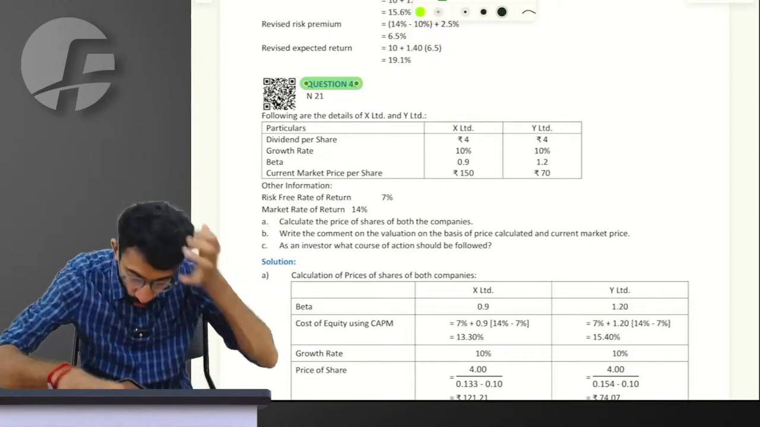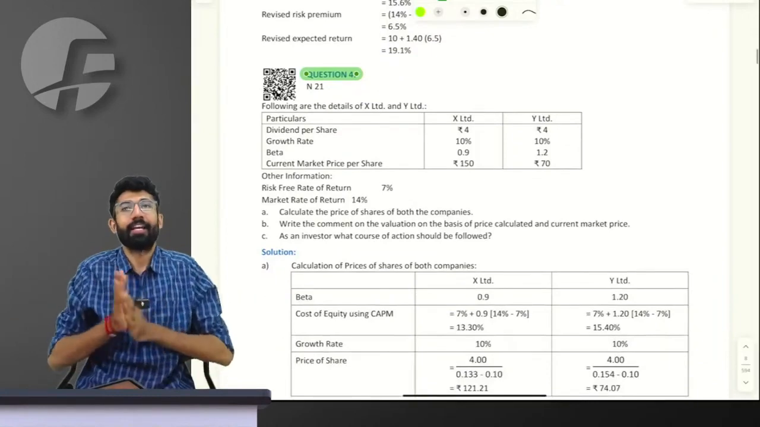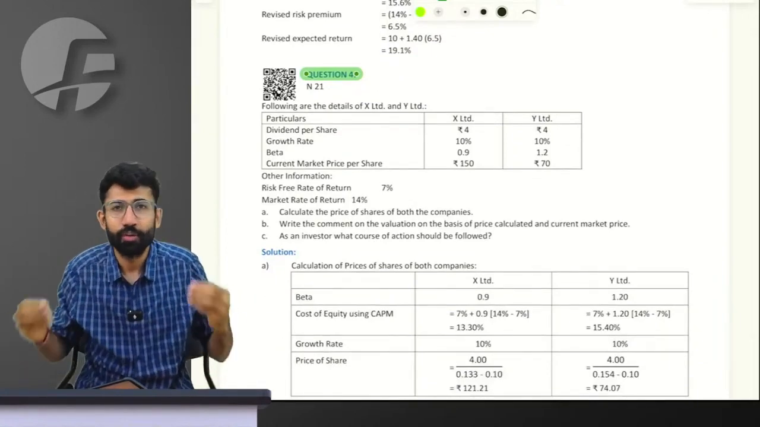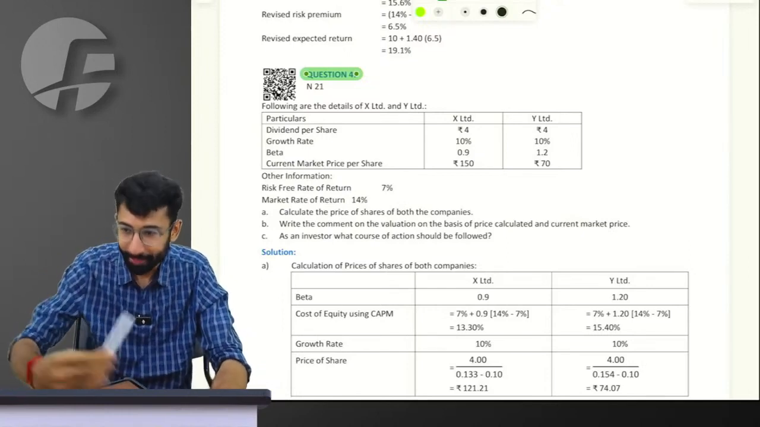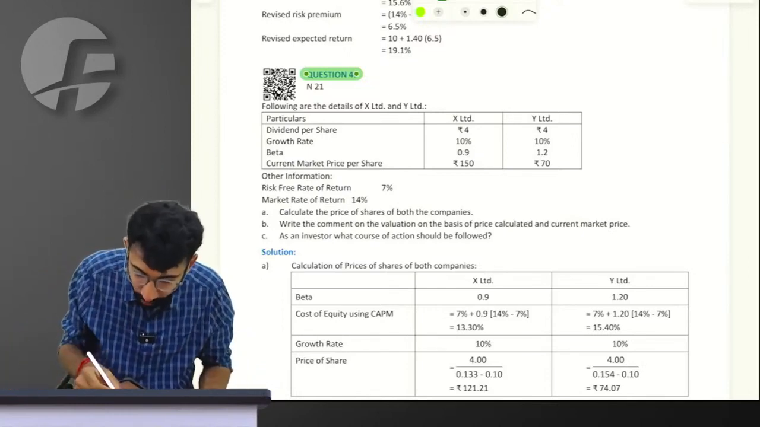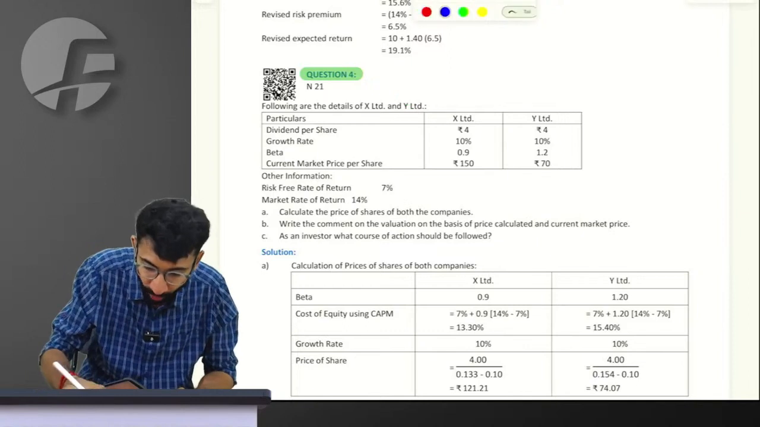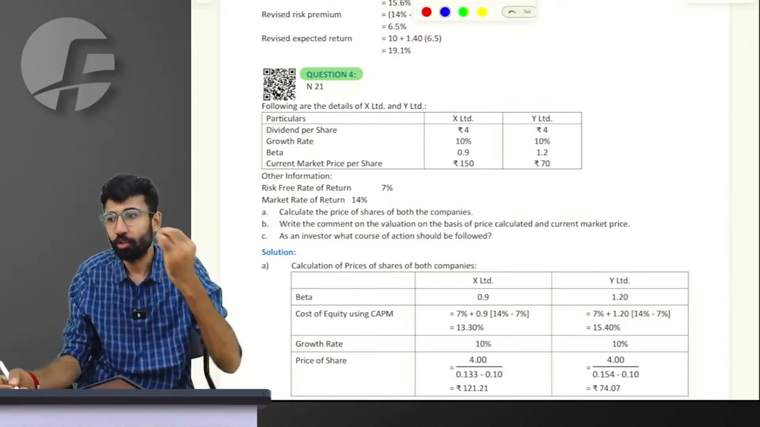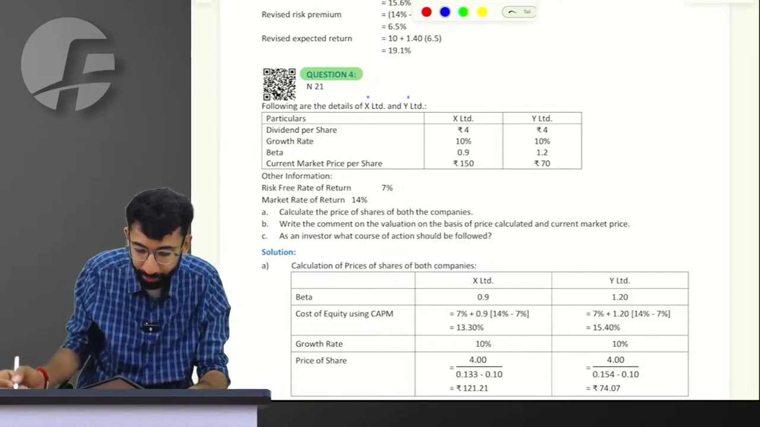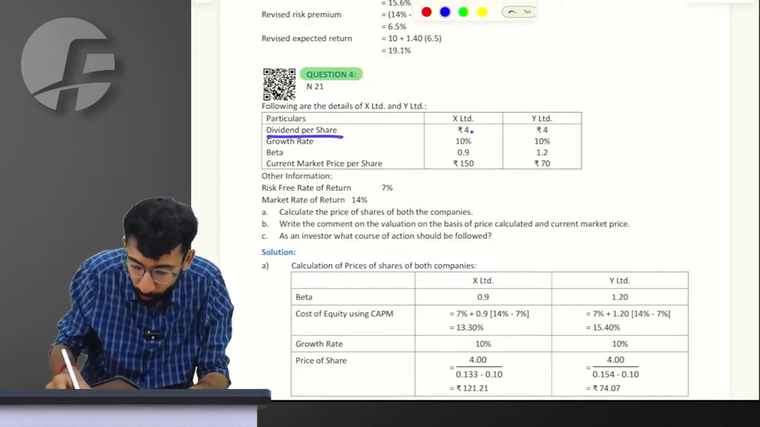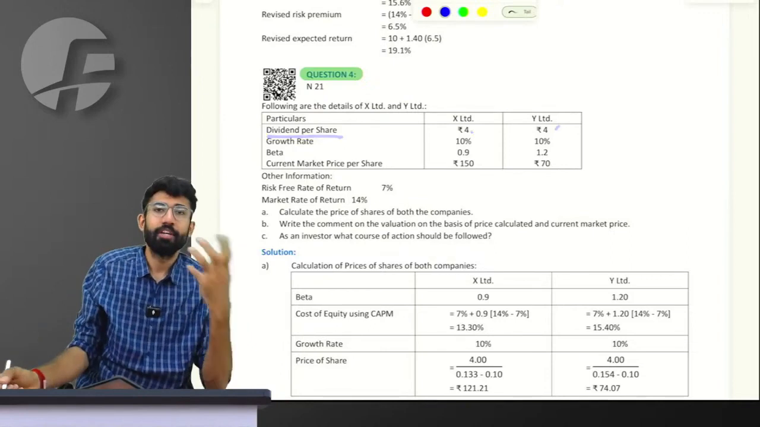Cool. So question number 4. Everyone in the class, I want your energies for this to be solved, which is a very easy question. People, please be here. So following are the details of X limited and Y limited. In fact, I must say this question can be solved by you yourself only, but let us try it once. What is the dividend per share? 4 and 4. Sir, what should this dividend be considered?